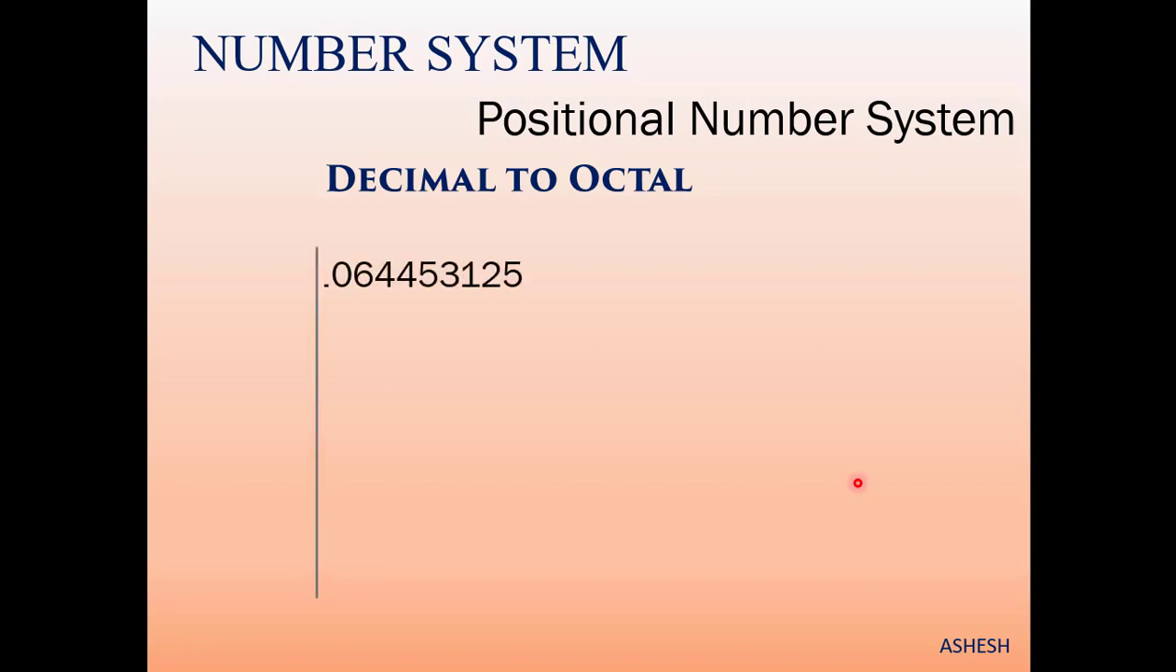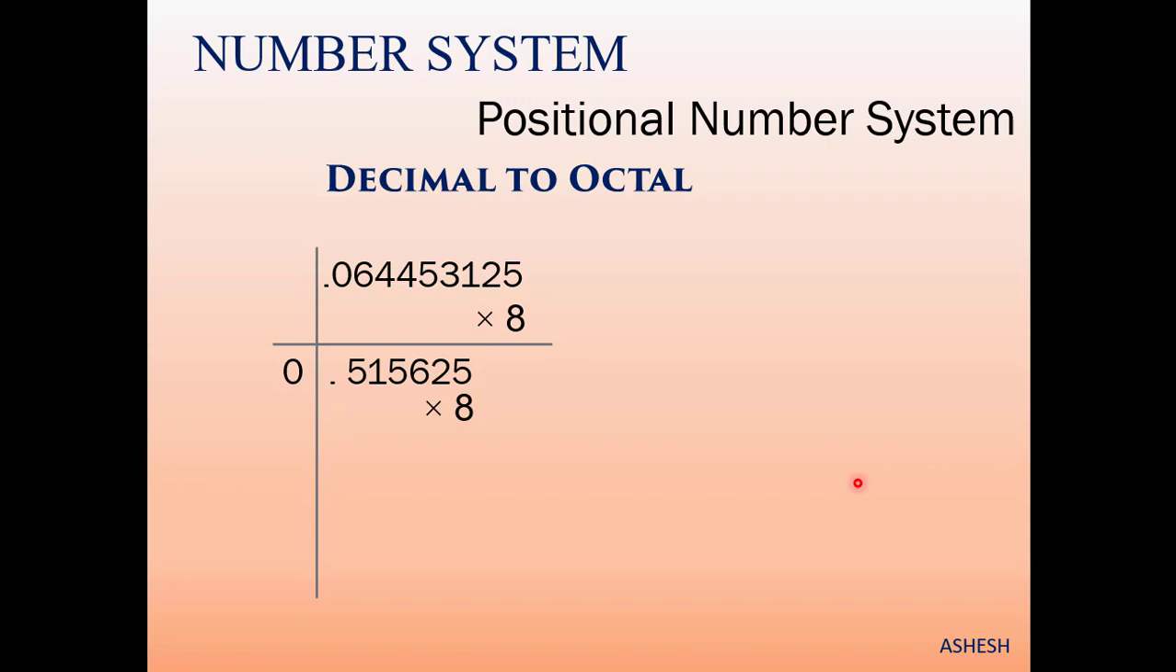If the decimal number is a fraction, then how will we convert it to octal? Okay, no problem. Now we will do that. We will multiply that decimal number by 8 to convert that decimal number to octal number. Now when we multiply 0.064453125 by 8, we'll get 0.515625 as fraction and integer is 0.